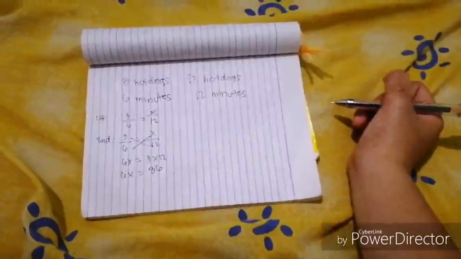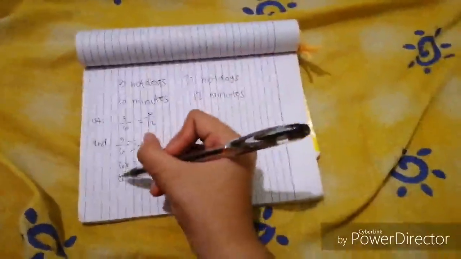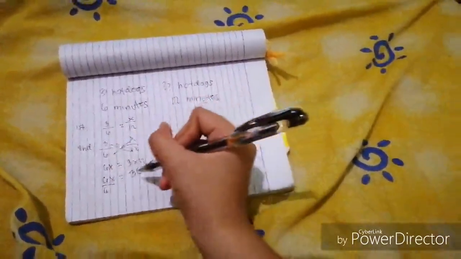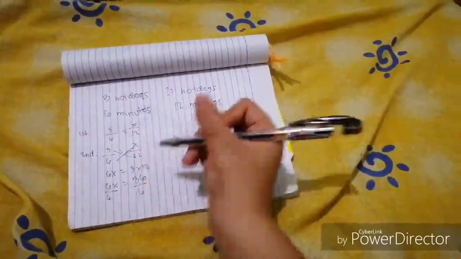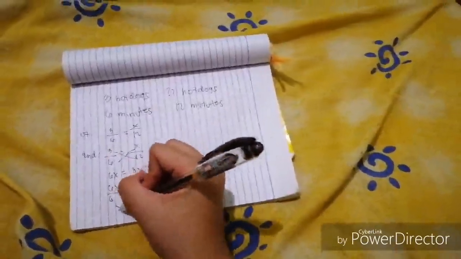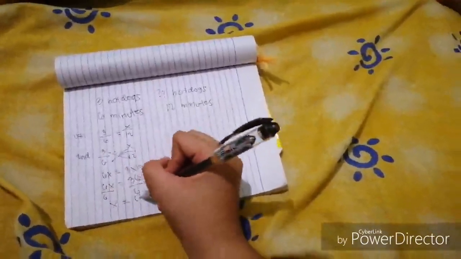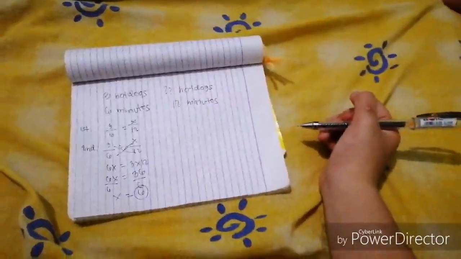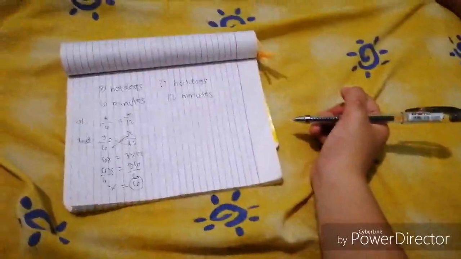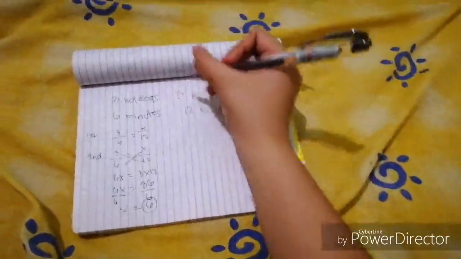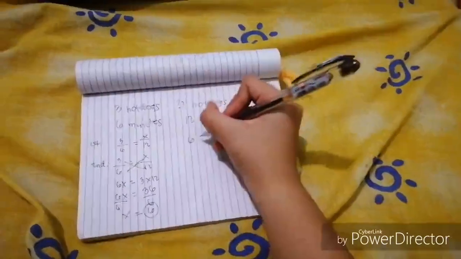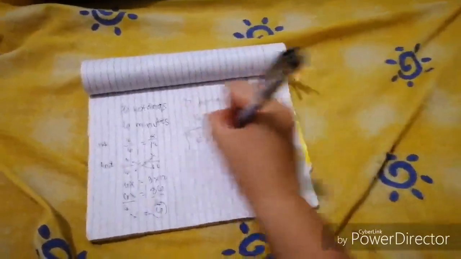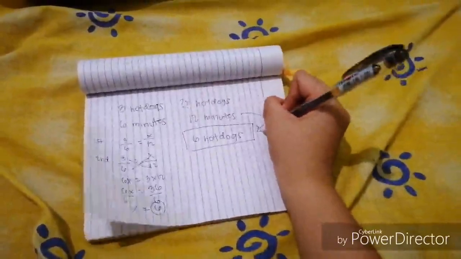The next is we solve for x by dividing both sides by 6, so that x will be the one left. So x is equal to 6. So now we have our answer. So the answer is that at this rate, John can eat 6 hot dogs in 12 minutes.